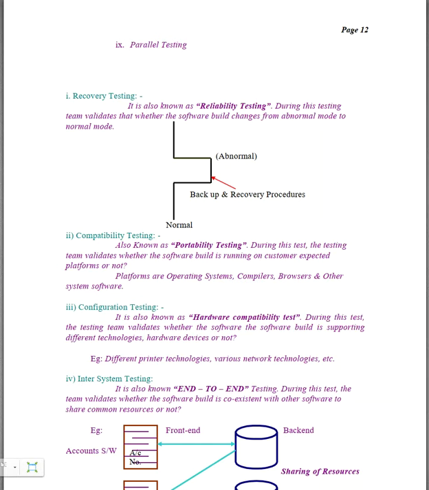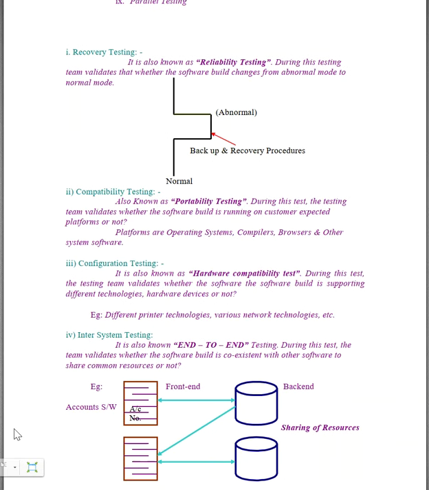Then we have compatibility testing. It is known as portability testing. During this test, the test team validates whether the software build is running on the customer expected platform or not, such as operating system, compilers, browsers, etc. Then we have configuration testing, known as hardware compatibility testing. During this test, the testing team validates whether the software build is supporting different technologies, hardware, etc. And then inter-system testing, which is how it connects to the back end, to the front end, and different resources.